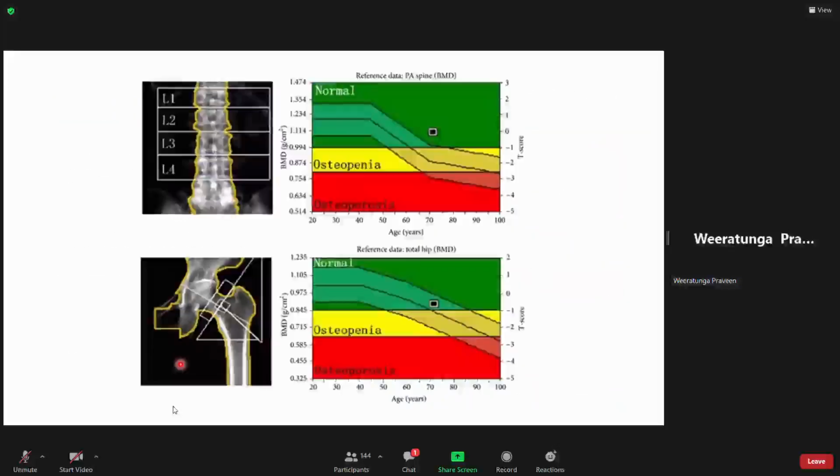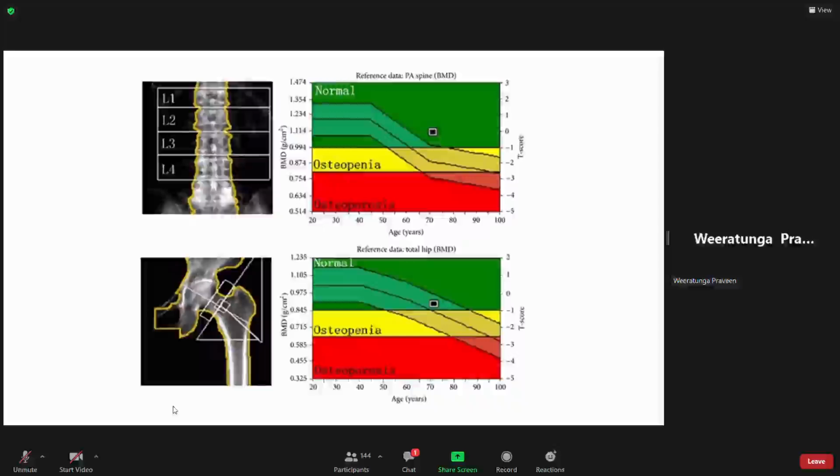How do you diagnose osteoporosis? Use a DEXA scan. And all patients should undergo a fracture risk assessment. There is a score called the FRAX score, F-R-A-X, which has been optimized for use in Sri Lanka. That gives you an idea of the fracture risk, which is very useful in deciding treatment.